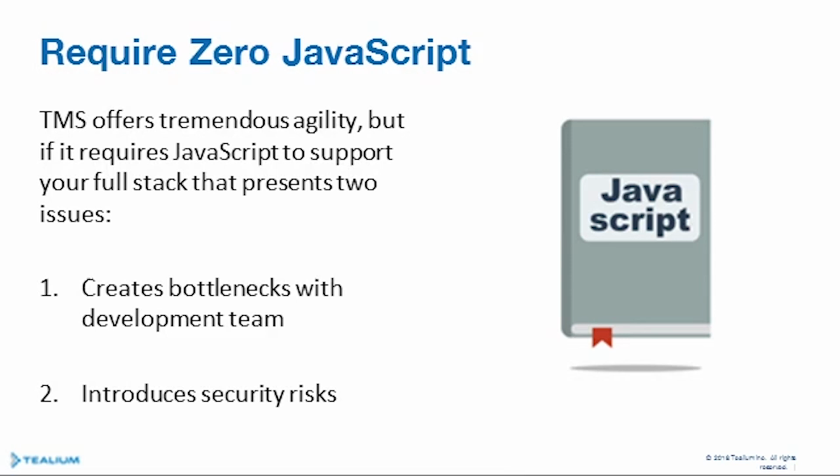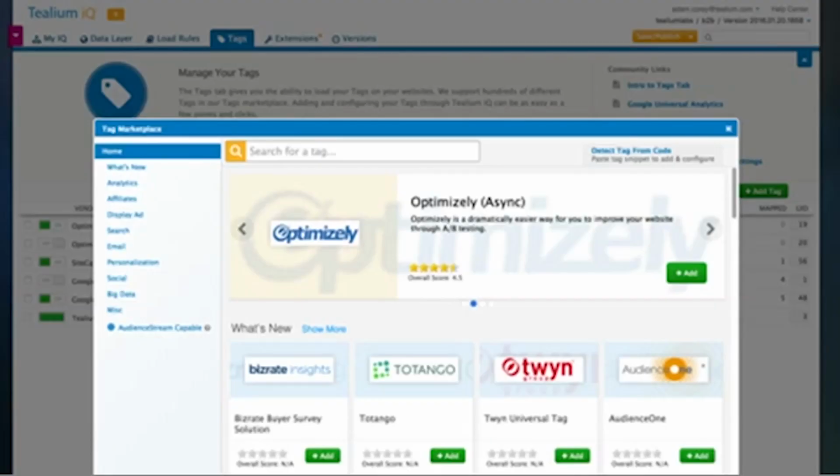So we believe that your tag manager should actually give you the ability to work without JavaScript entirely. And the first way to do that is by leveraging turnkey tag templates and vendor implementations that don't require any JavaScript whatsoever. So in the UI here inside of Tealium's product, we have a walkthrough of exploring all the different tag vendors that you might want to implement.